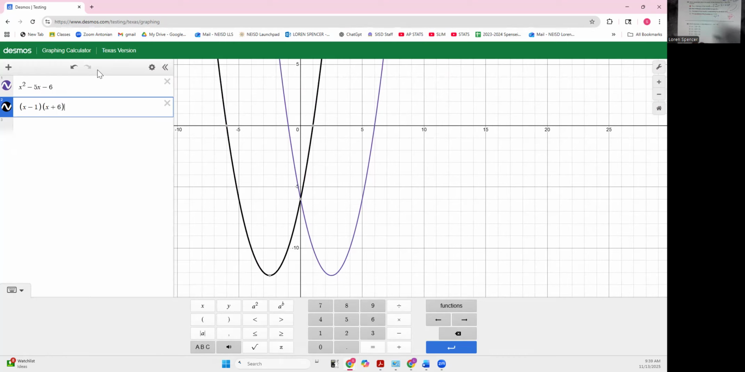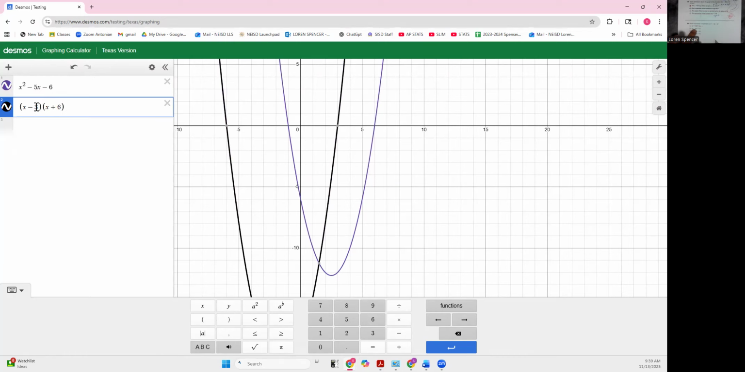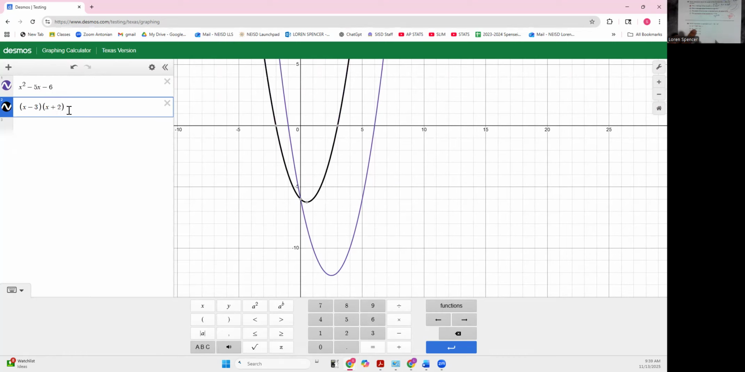The very first one doesn't match, so we know A cannot be it. Continuing on, we have x minus 3 and x plus 2, so we'll make those changes. Once again, it doesn't match, so it can't be B. Then we go to x minus 6 and x plus 1. That one overlays perfectly, so our answer choice is C. If you get one time where it doesn't overlap perfectly, that means you entered something incorrectly and you need to start over. But this time it overlaps perfectly.